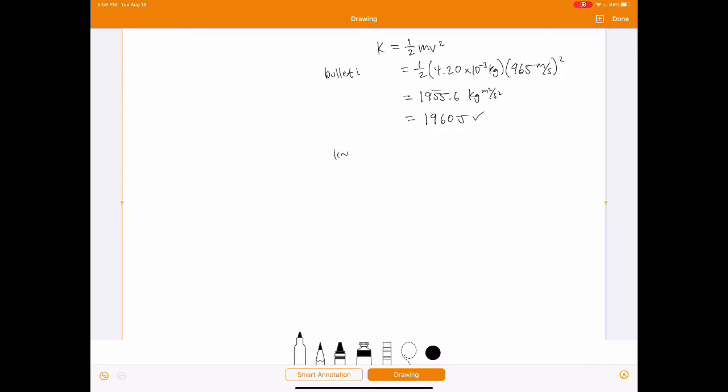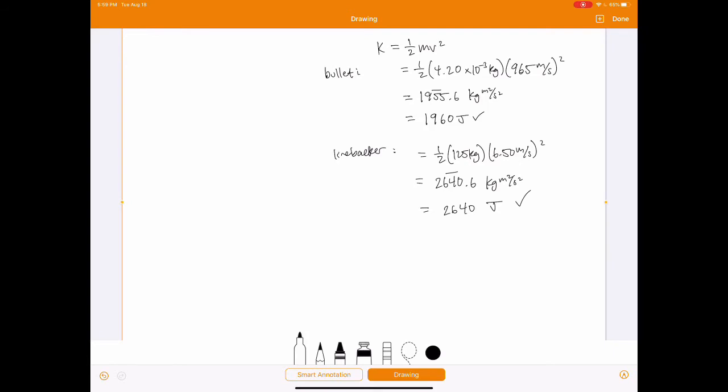Okay, for the linebacker, the kinetic energy is going to be given by the same formula, but this time the mass is 125 kilograms, and the speed is 6.5 meters per second. And when you calculate that, you get 2,640.6. We'll keep 3 sig figs, again, kilograms, meters squared per second squared. That's the same as a joule. So 2,640 joules for the linebacker.